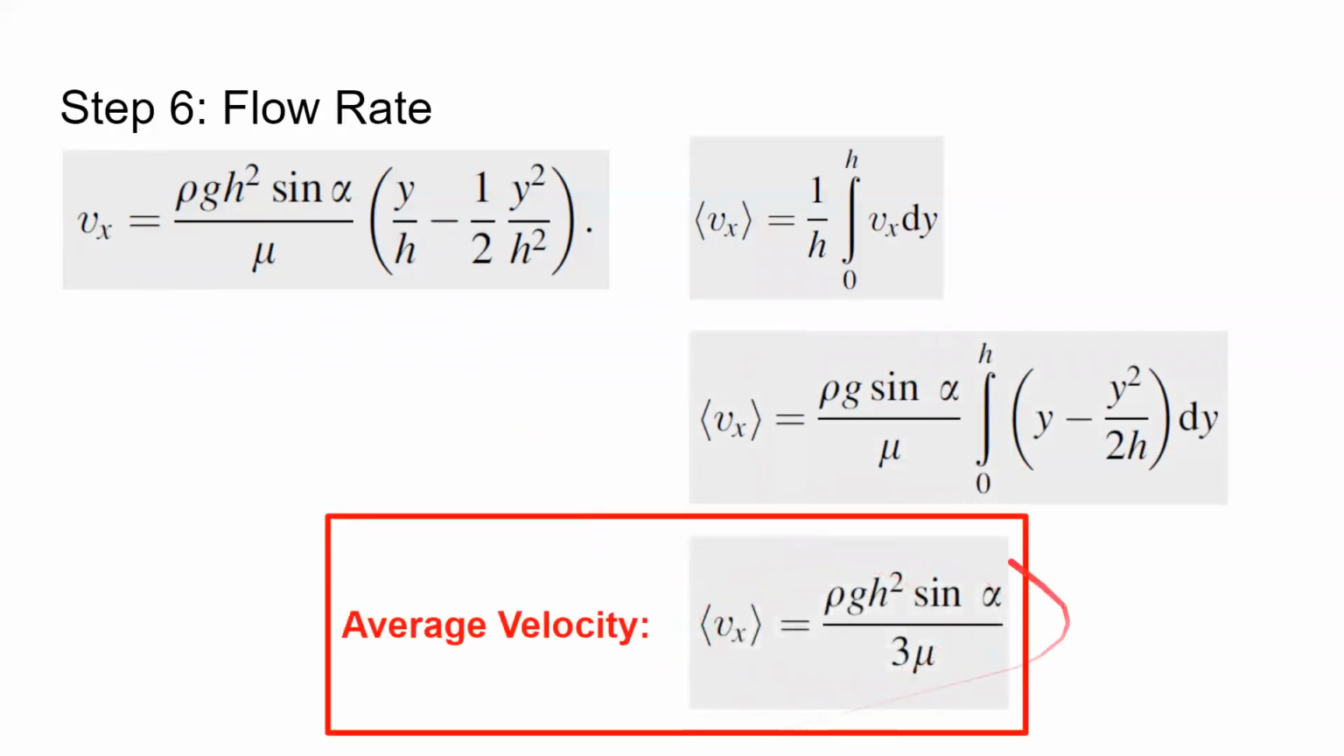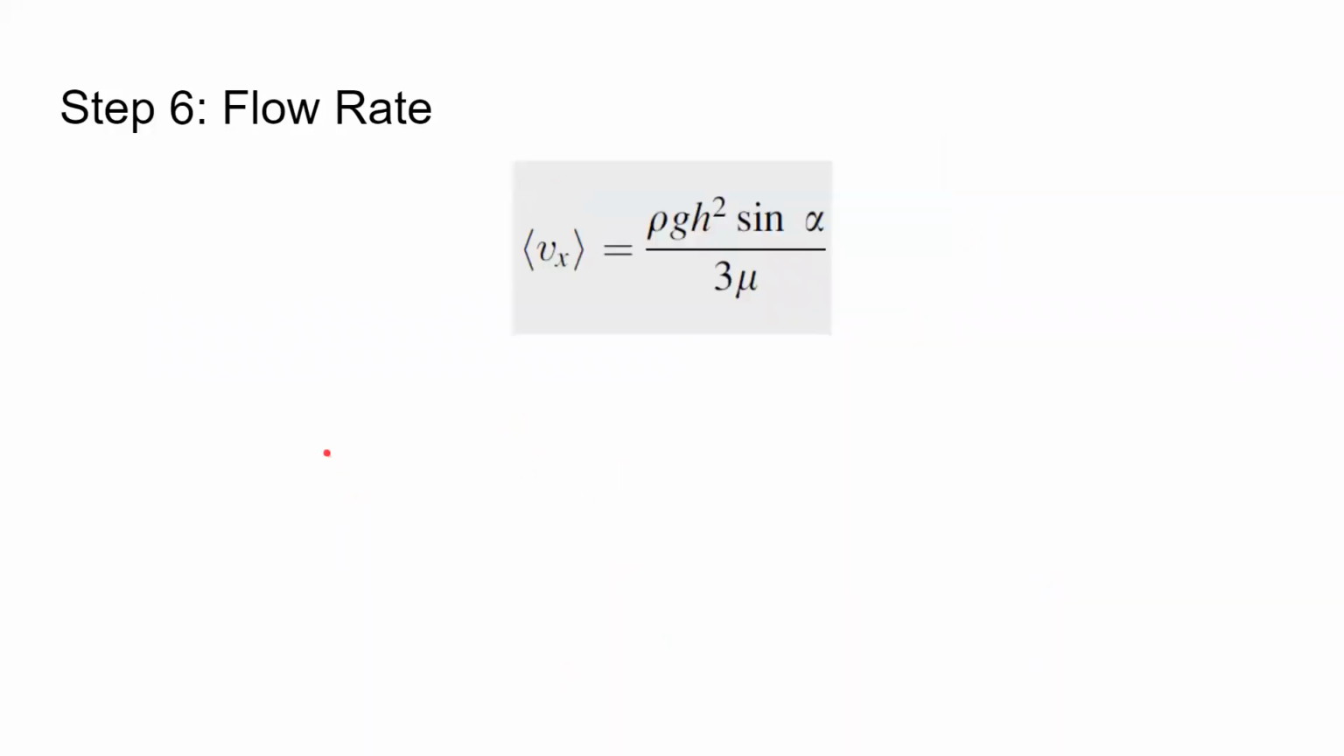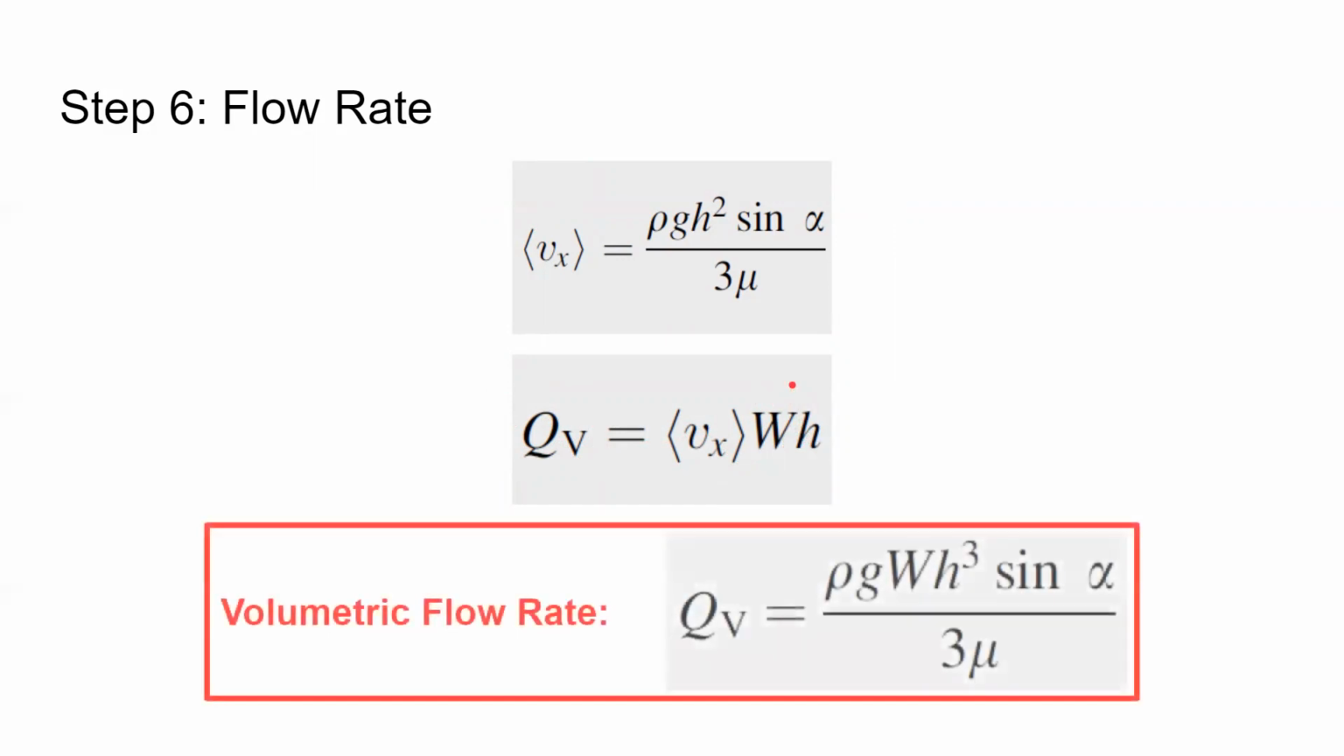Well, we need our average velocity term to be able to actually compute our flow rate Q. So we have our average velocity right here, and we know Q, right? Q, the volumetric flow, is our average velocity times width times height, right? So we know our volumetric flow rate is this term right over here after plugging in our average velocity into Q. Great, so we just determined the volumetric flow rate.